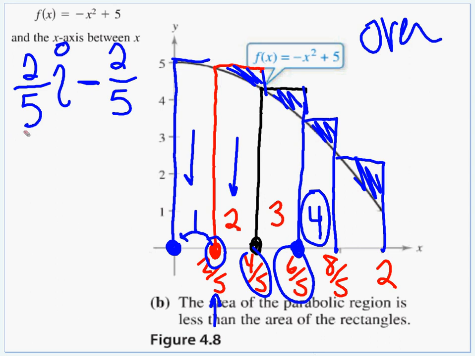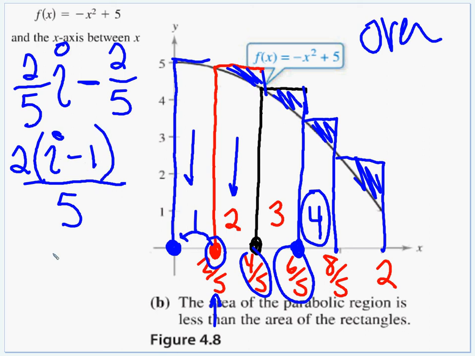So we found our left endpoint here. That'll get us to the left endpoint of any of those rectangles. And to make our computations easier, we can use a common denominator of 5 and factor a 2 out, leaving I minus 1. So there's a little formula: if we put in the rectangle number for I, it will take us to the left endpoint.